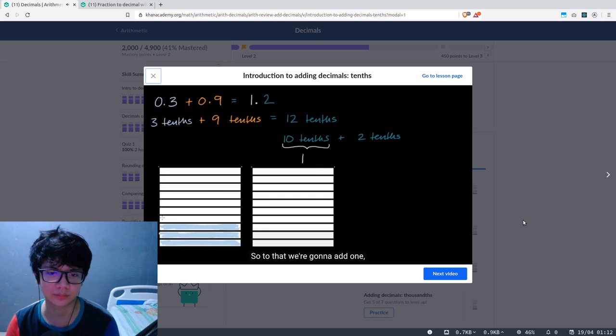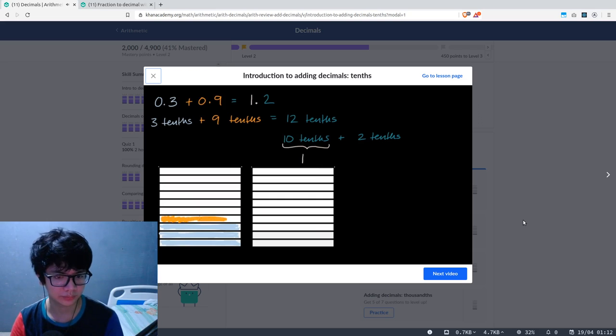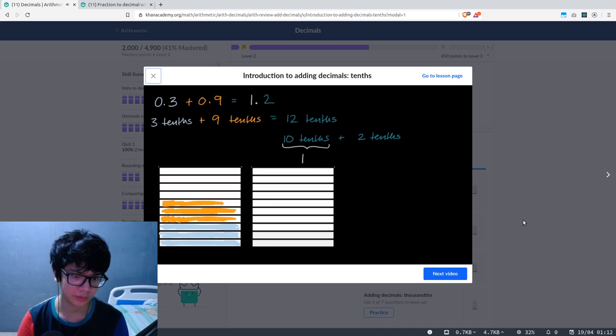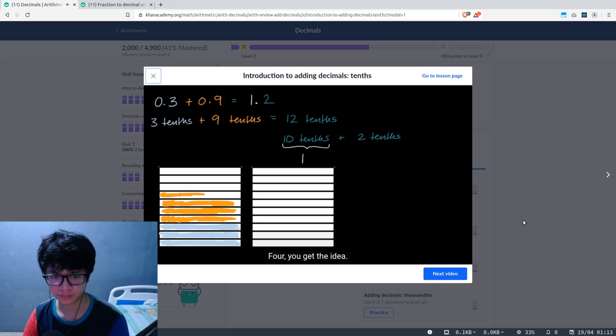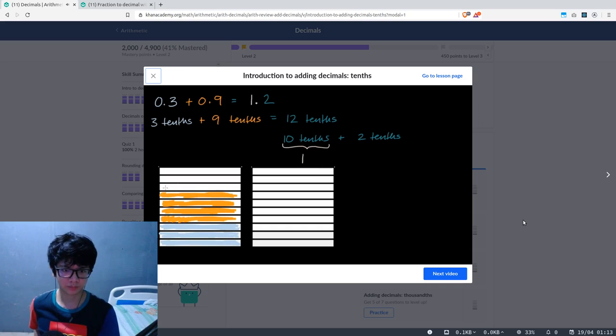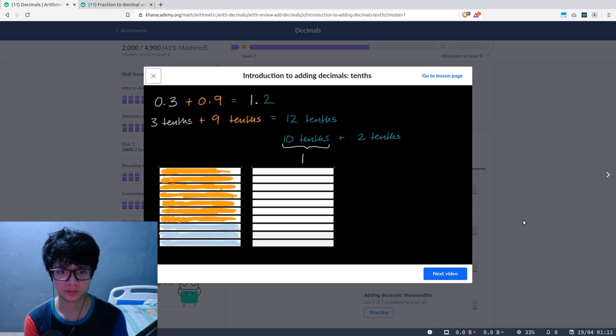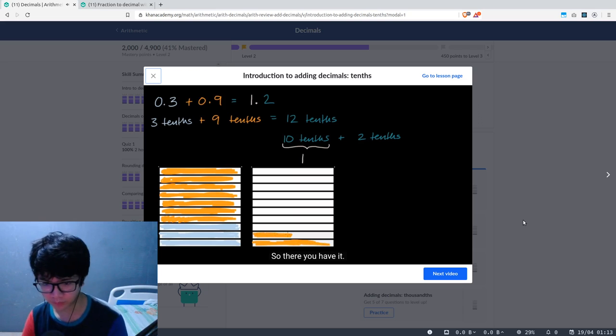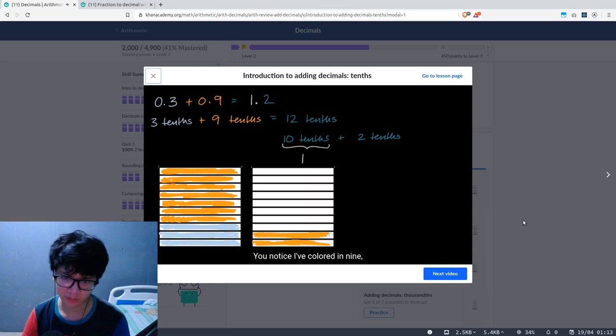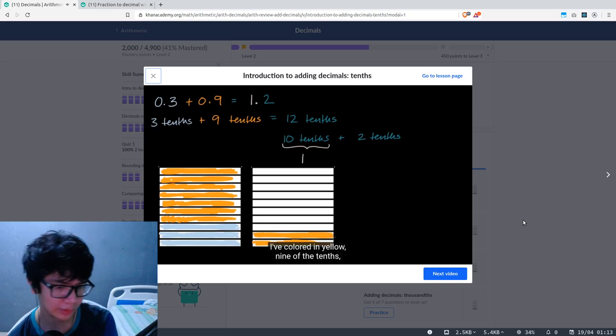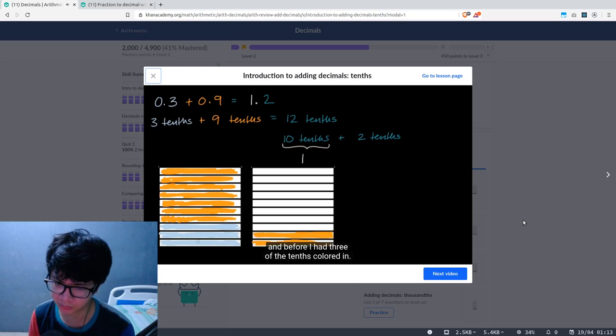So to that, we're going to add 1, 2, 3. I'm not coloring them in fully. 4, you get the idea. 5, almost there. 6. I need to color faster. 7, 8, 9. So there you have it. I have added 9 tenths. You notice I've colored in 9. I've colored in yellow 9 of the tenths, and before I had 3 of the tenths colored in.